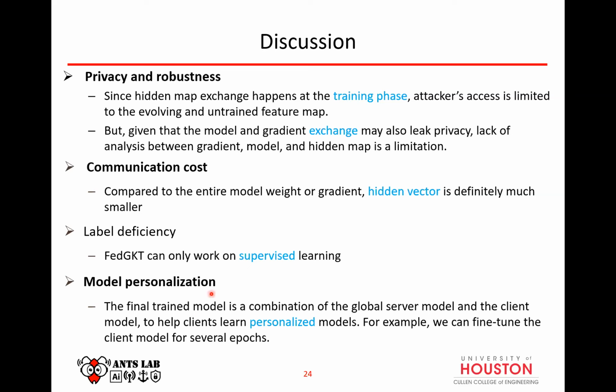And the other discussion is about the model personalization. So we see that the final trained model is a combination of the global server model, which was trained using the hidden vectors of several clients, and also the client model. This helps the clients to learn in more personalized ways. So for example, we can try to fine tune the client model for several more epochs and achieve some amount of personalization. So this is the discussion we had about this.